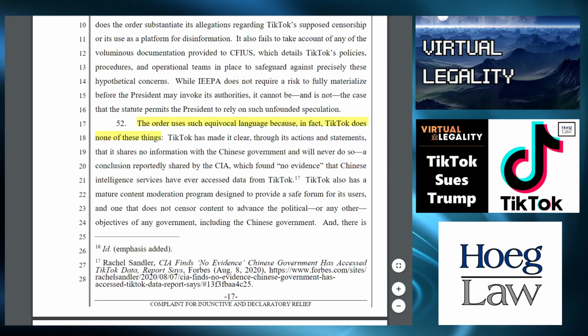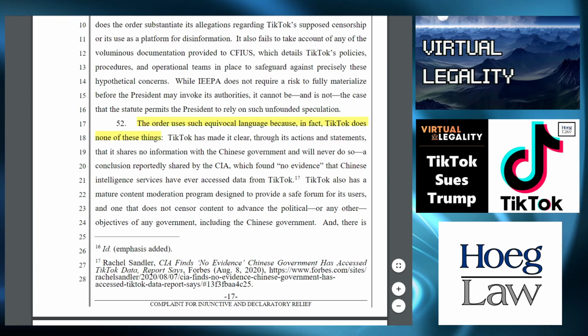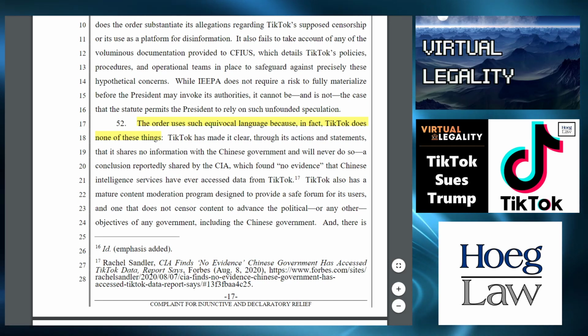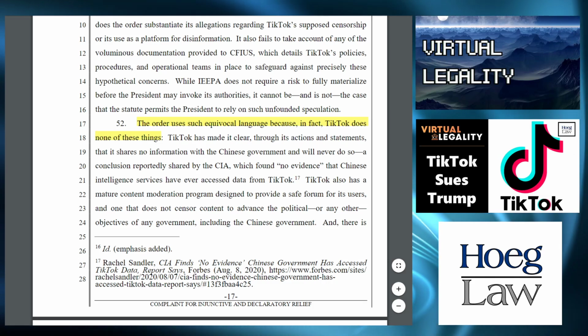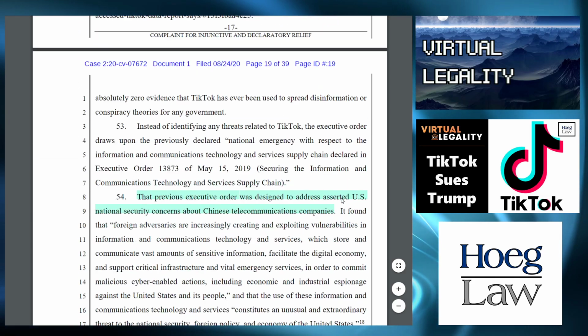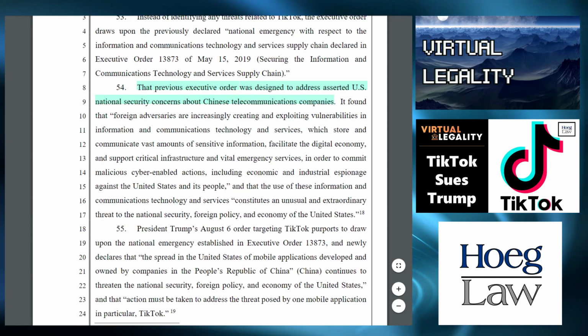And then the order uses such equivocal language because in fact, TikTok does none of these things. So they're arguing the findings of fact. But again, their problem is the court is going to be unlikely to relitigate or to even go into a discovery period to find those facts out for themselves. The executive basically has the broad discretion to find those facts for him or herself.